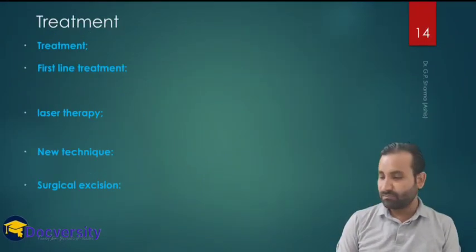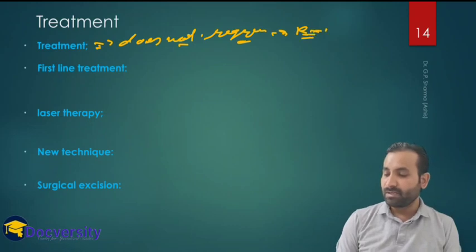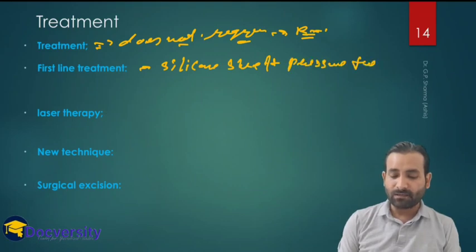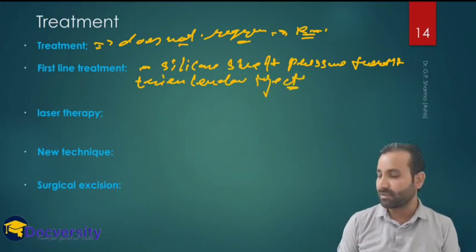Hope you understand. And for the treatment, let's see over here. It does not regress on its own, as the hypertrophic scar does. That's why the treatment is mandatory. Remember, the treatment is mandatory. What is the first line treatment? In the first line treatment, you can apply a silicone sheet, plus you can give pressure therapy, plus you can give triamcinolone injection. That means steroid injections, as in the hypertrophic scar, right?